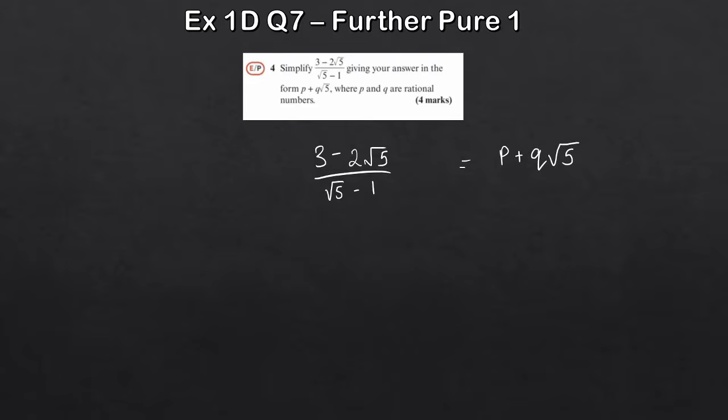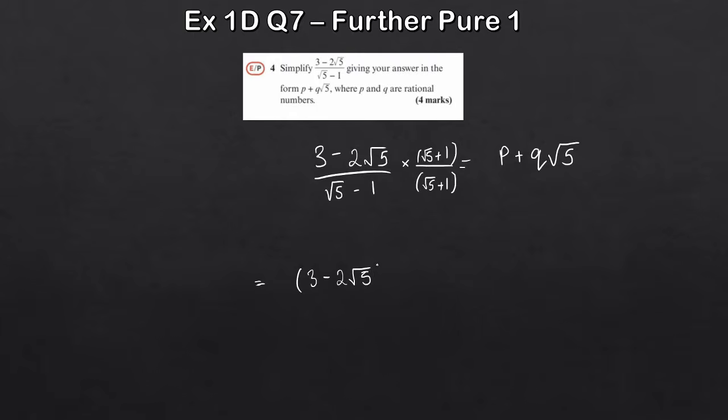Now, because we've got a surd, a square root in the denominator, I'm going to have to rationalise, okay? So remember, when you're rationalising and you've got a square root and a constant, you multiply by the conjugate, and the conjugate is just the opposite sign. So if this is root 5 minus 1, I'm going to multiply by root 5 plus 1, top and bottom. The reason we do this is that we're looking to eliminate the square root in the denominator.